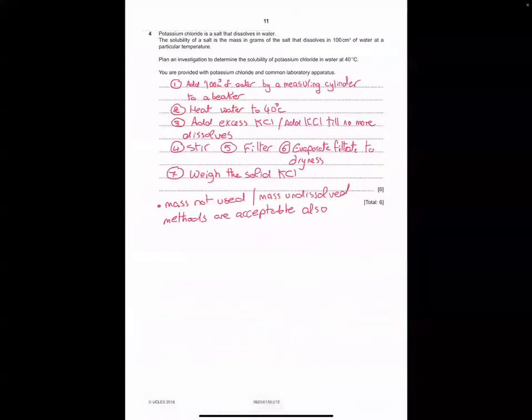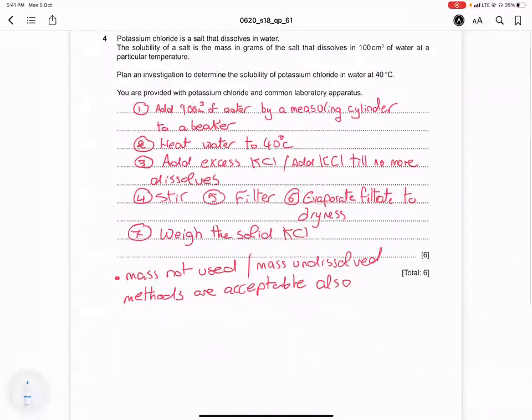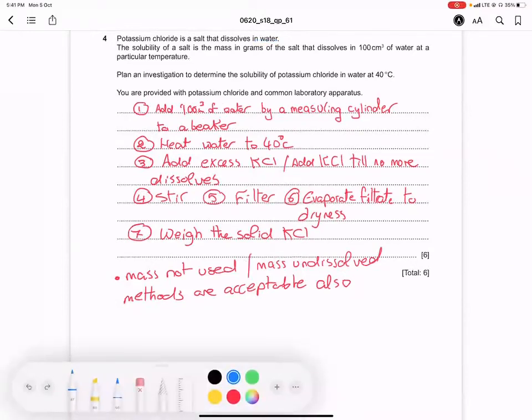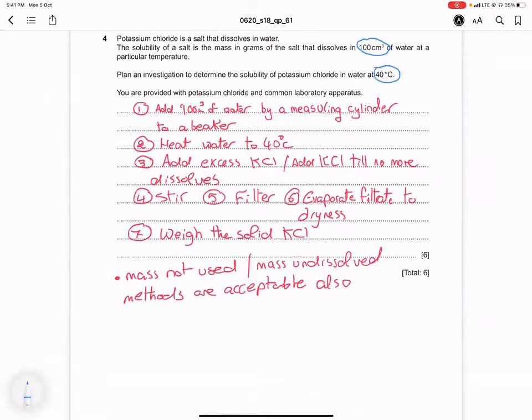Okay, finally, the experimental design question, which was not very easy this time. Okay, potassium chloride is a salt that dissolves in water. So you know now that it's a soluble salt. Okay, the solubility of a salt is the mass in grams of the salt that dissolves in 100 centimeter cubed of water at a particular temperature. Plan an investigation to determine the solubility of potassium chloride in water at 40 degrees Celsius. You're provided with potassium chloride and common laboratory apparatus.